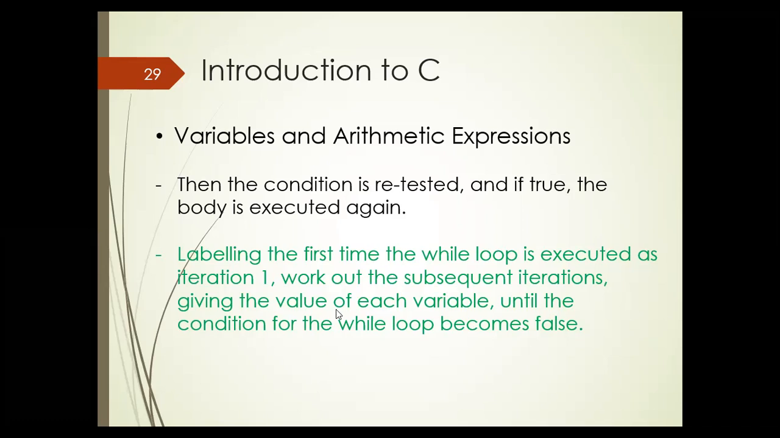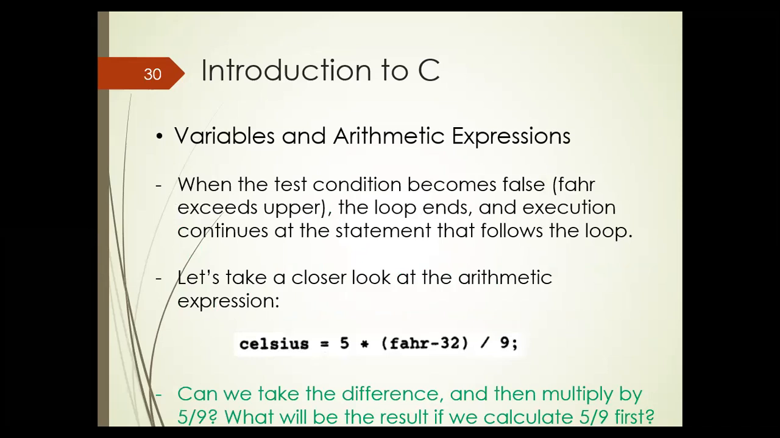So a very interesting exercise for you to do manually. Labeling the first time the while loop is executed as iteration 1, work out the subsequent iterations, giving the value of each variable until the condition for the while loop becomes false. So try to do that on paper. Start with iteration 1, where your FHR is 0 and the first values that you have. Calculate now the corresponding value for Celsius on the calculator, put it there, and then your FHR becomes 20. So keep doing that until your while loop ends. So when the test condition becomes false, the while loop ends and you come out.